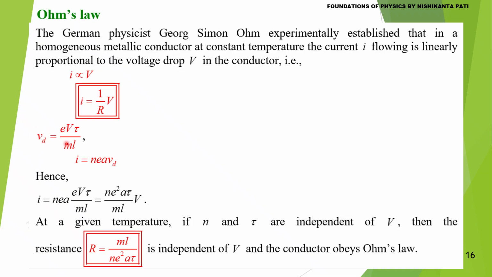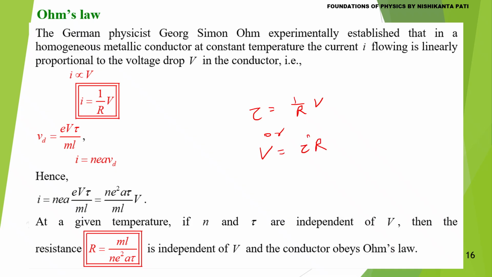Vd we know is eVτ by mL. I we know is neAVd. Let us substitute this Vd here. Then we get I is equal to n squared e squared τ A by mL into V. This n squared e squared τ A by mL is equal to 1 by R, and hence R is equal to mL by n squared e squared τ A. So I is equal to 1 by R into V, or V equal to IR.